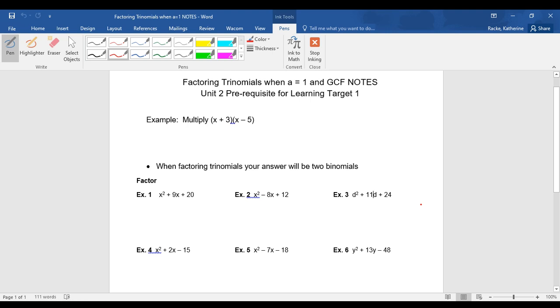Hi guys, we're going to go ahead and start with factoring trinomials when a equals 1 and learning about the greatest common factor.